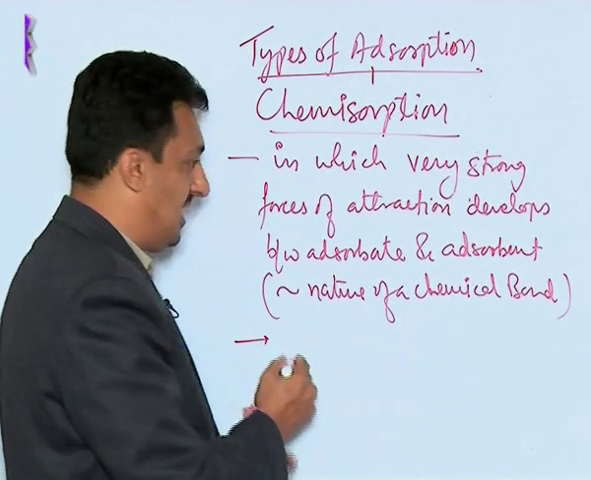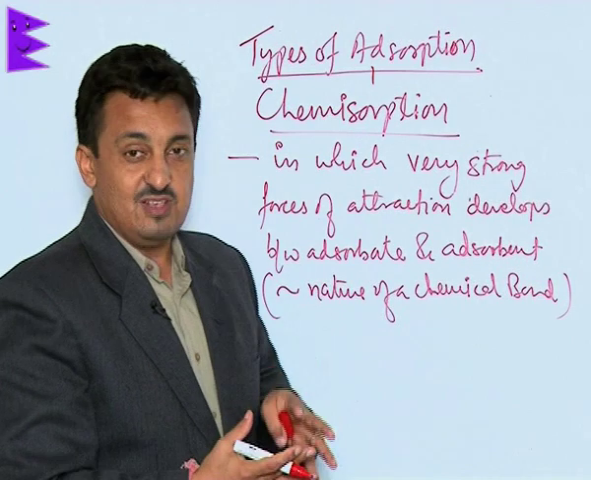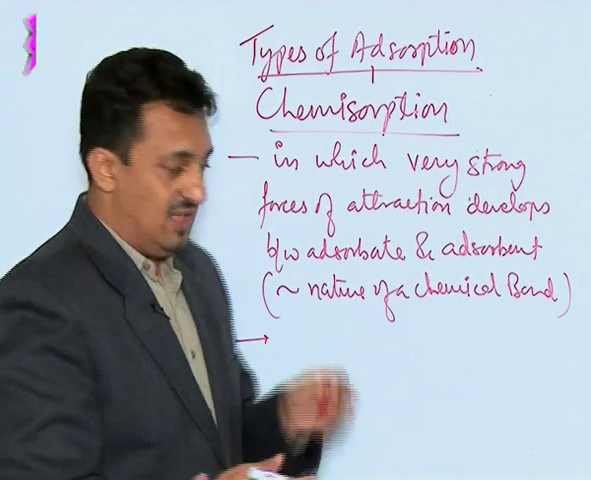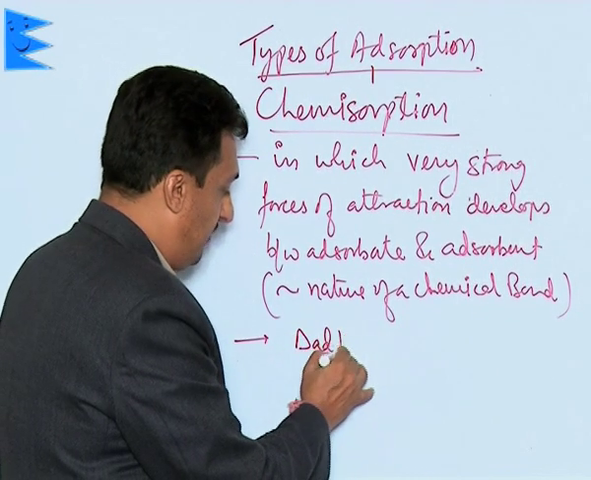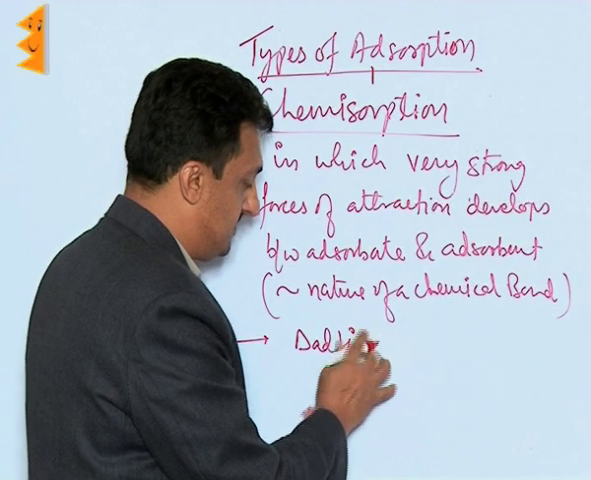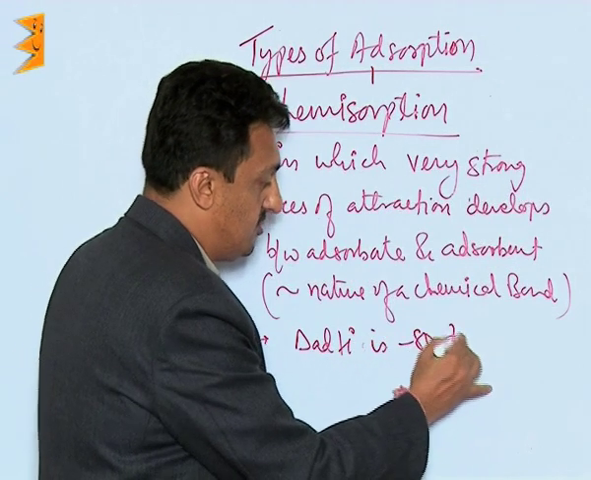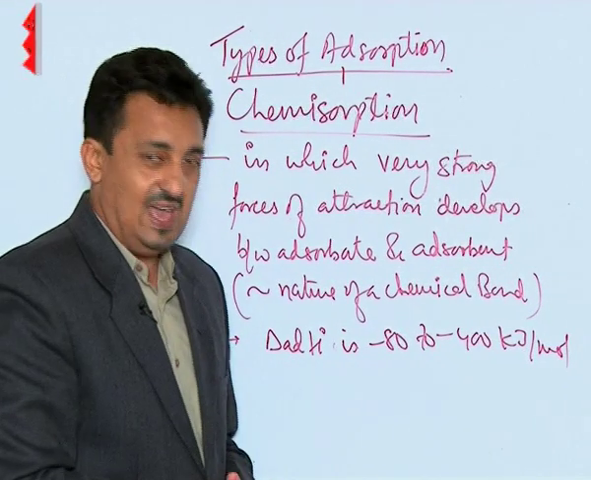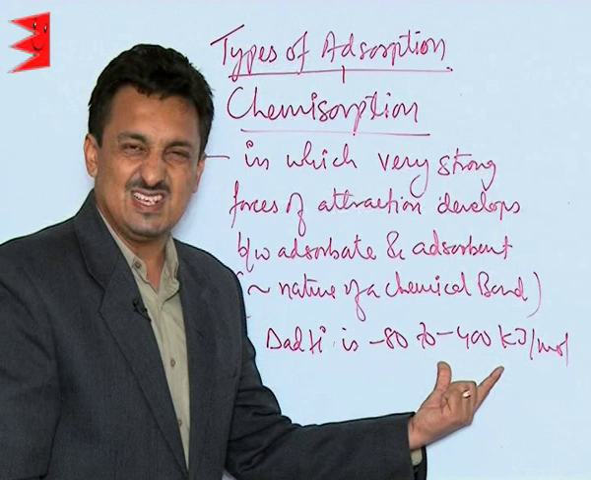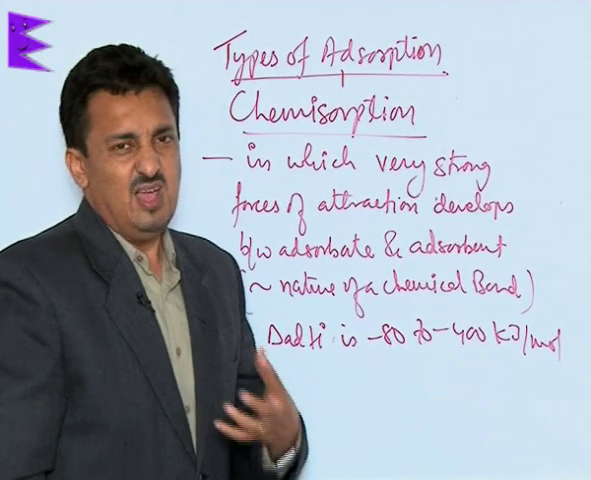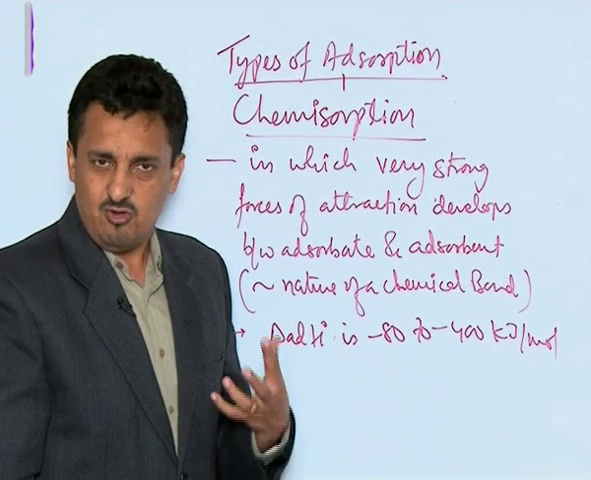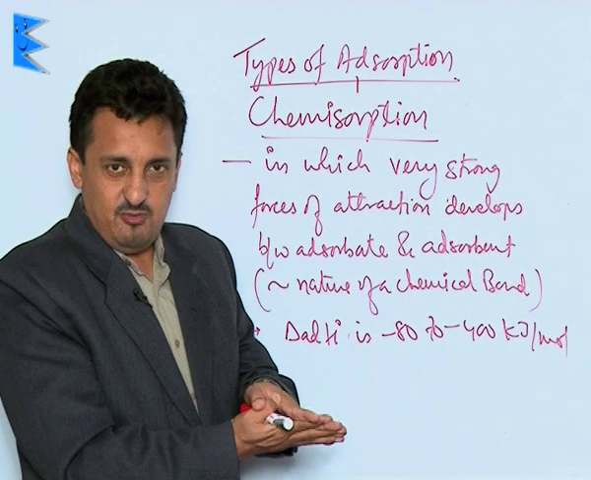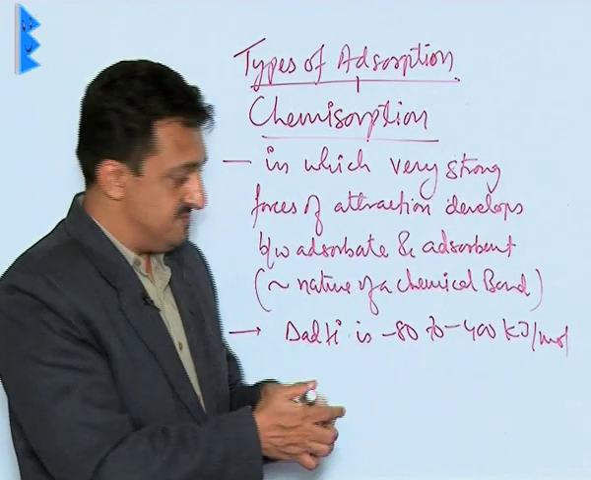The most evident thing in this case is that since these forces formed are very, very strong, a lot of energy is released in this process. Therefore, the enthalpy of adsorption in these cases is minus 80 to minus 400 kilojoules per mole. That's very high. A range of minus 400 kilojoules per mole is almost equivalent to a chemical bond, a very strong covalent bond. So we can understand the forces are almost like a bond formed between the adsorbent and the adsorbate.